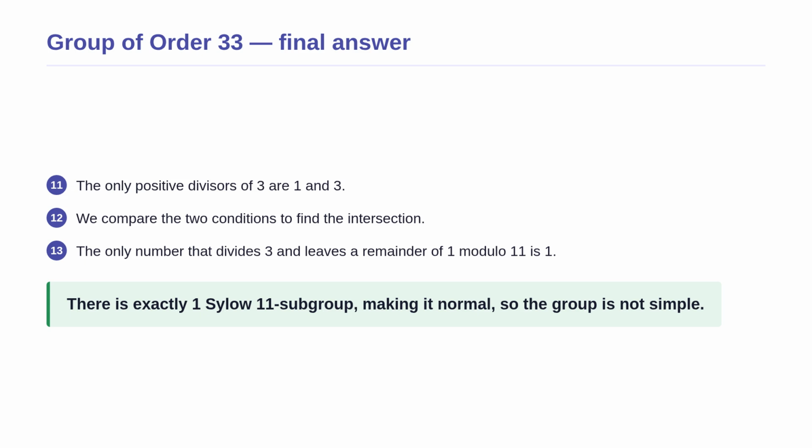Comparing the two conditions, we look for a number that is a divisor of 3 and also leaves a remainder of 1 when divided by 11. The only number that fits perfectly is 1. Therefore, there is exactly one Sylow 11 subgroup. Because it is unique, it acts as a foundational building block and is a normal subgroup. This proves that a group of order 33 is not simple.